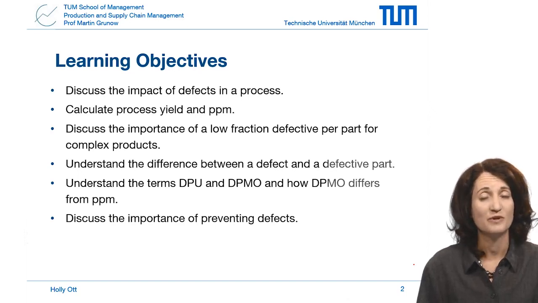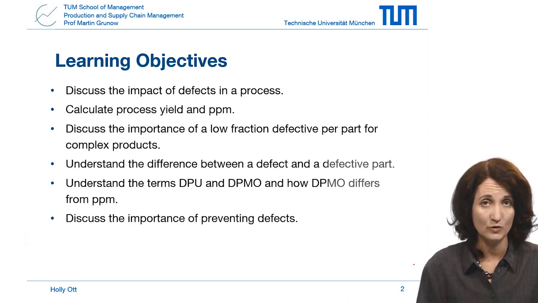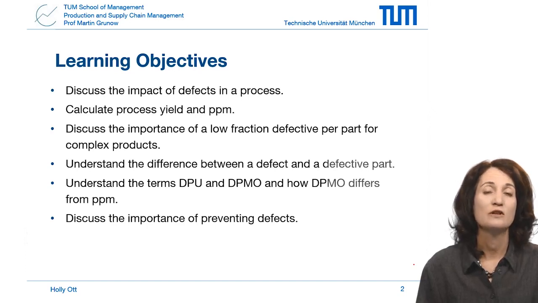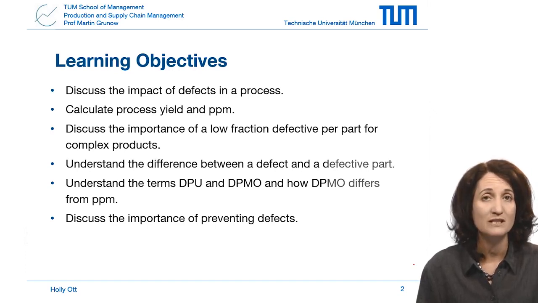This will also help us to understand the terms defect per unit, or DPU, and defect per million opportunities, or DPMO, and we'll look then at how DPMO differs from ppm. And finally, we want to discuss the importance of preventing defects.